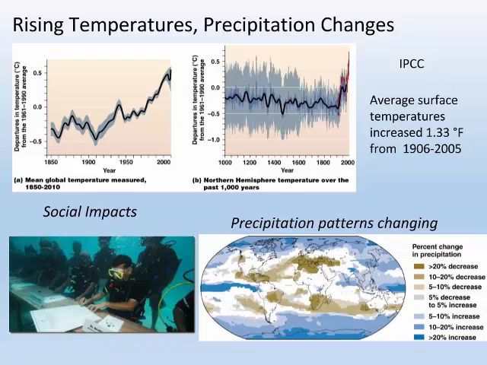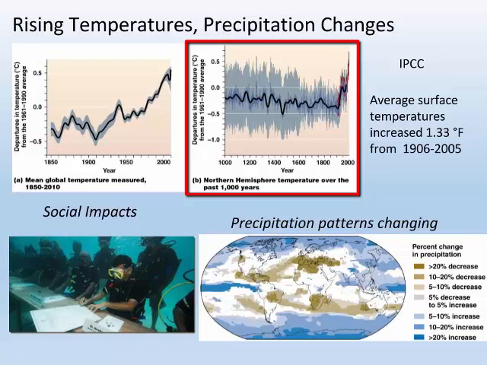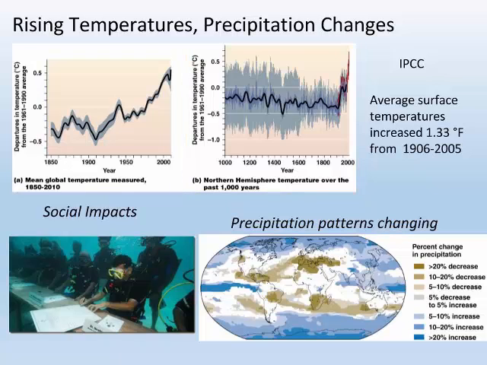Climate change data indicates the average surface temperatures increased 1.33 degrees Fahrenheit from 1906 to 2005, that most of the increase occurred in the last few decades, the 17 warmest years on record have been since 1990, that 2001 to 2010 was the hottest decade on record, and that since the 1960s each decade has been warmer than the last. In terms of precipitation, climate models indicate precipitation will increase at high latitudes and decrease at low and middle latitudes, which will exacerbate existing water shortages in poor nations.